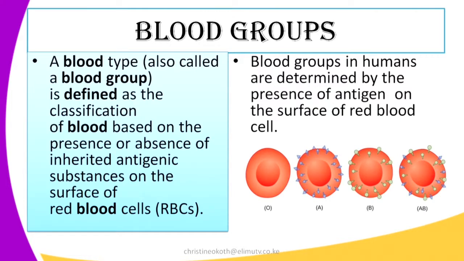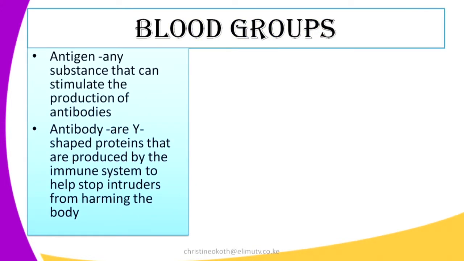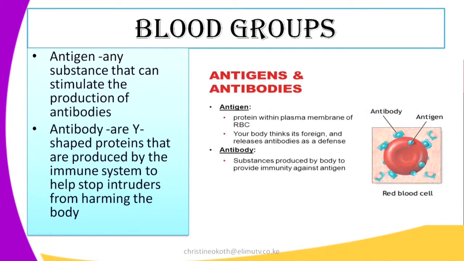While if you have blood group O, it means that you have neither of the antigens on the surface of the red blood cells. So we are talking about the antigens. So let us first look at what an antigen is. An antigen is any substance that can stimulate the production of antibodies.